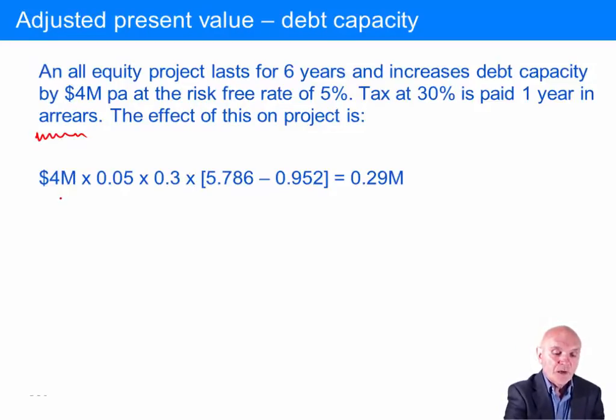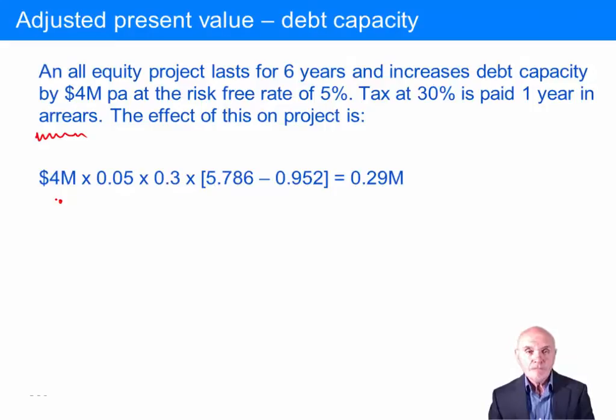So here we're saying we could borrow an extra 4 million. If we did borrow an extra 4 million, we'd be paying 5%. The tax saving per annum on that would be 30%, 0.3. And here, what we're going to be doing is asking, when do you actually enjoy that tax saving? It's a project which lasts for 6 years, but the tax is paid 1 year in arrears. So we're going to enjoy the tax if the project is 1 to 6, and the tax is 1 year in arrears, we're going to enjoy the tax saving 2 to 7.